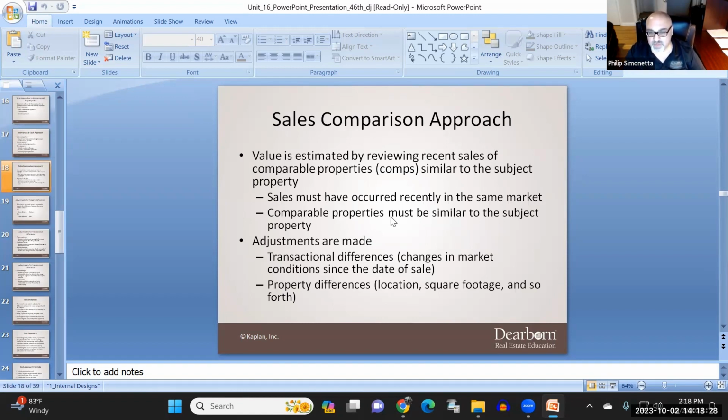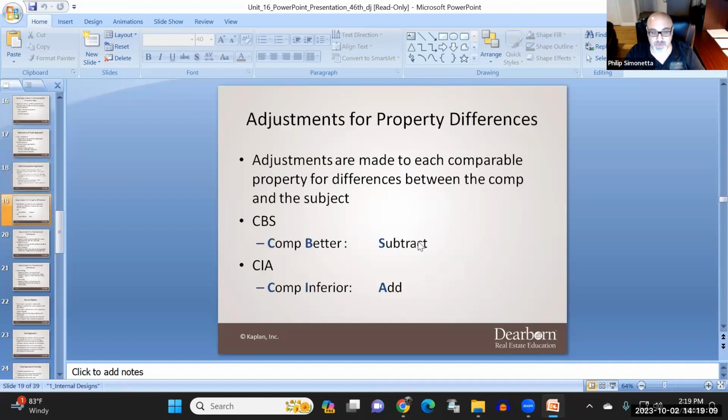So let's look at the sales comparison approach. Value is estimated by reviewing recent sales of comparable property, they call comps, similar to the subject property. Sales must have occurred recently in the same market, usually within 3 to 6 months, at the most a year. Comparable properties must be similar to the subject property. Adjustments are made, so transactional differences are also considered, like changes in market conditions since the date of sale. Something that sold 3 months ago is worth less today because the rates are higher, right? And property differences: square footage, location, and so forth. How many bedrooms, how many bathrooms, right? Year built.